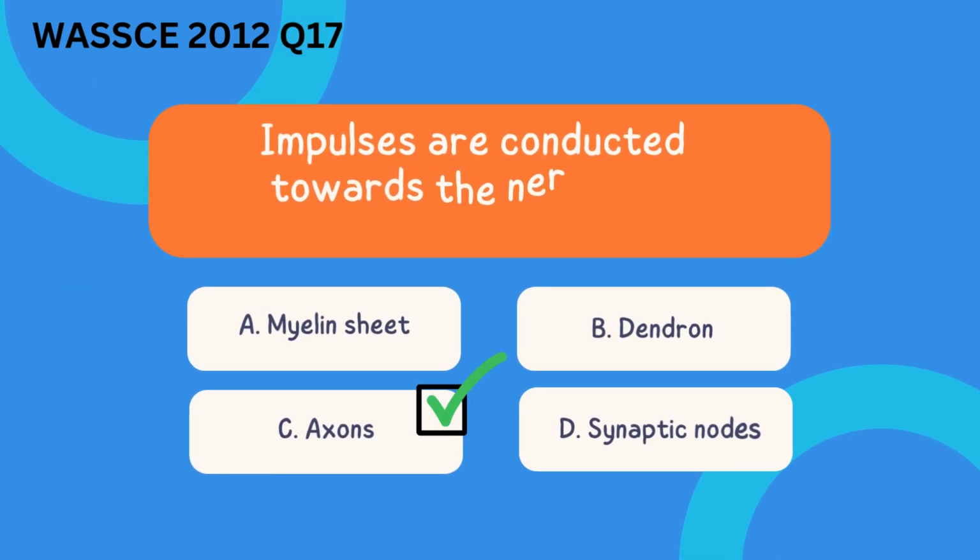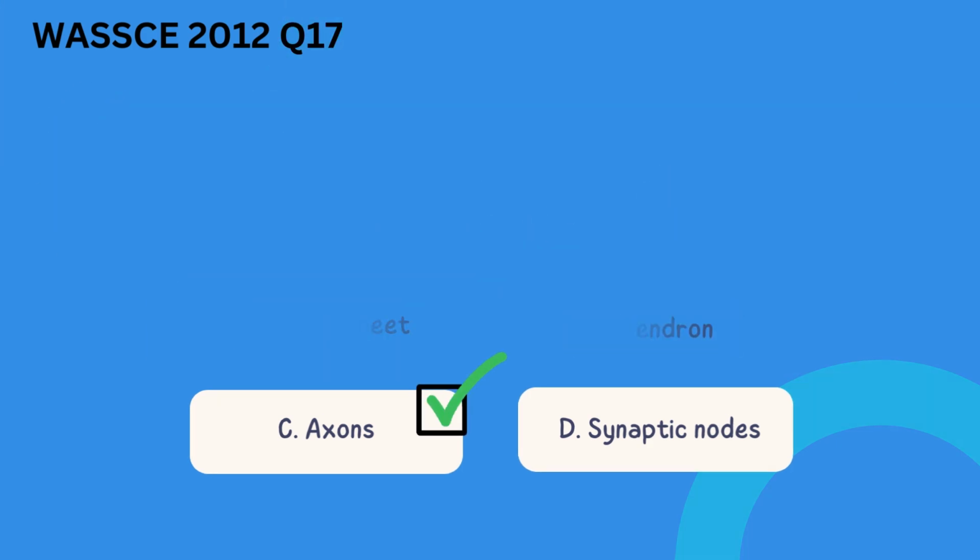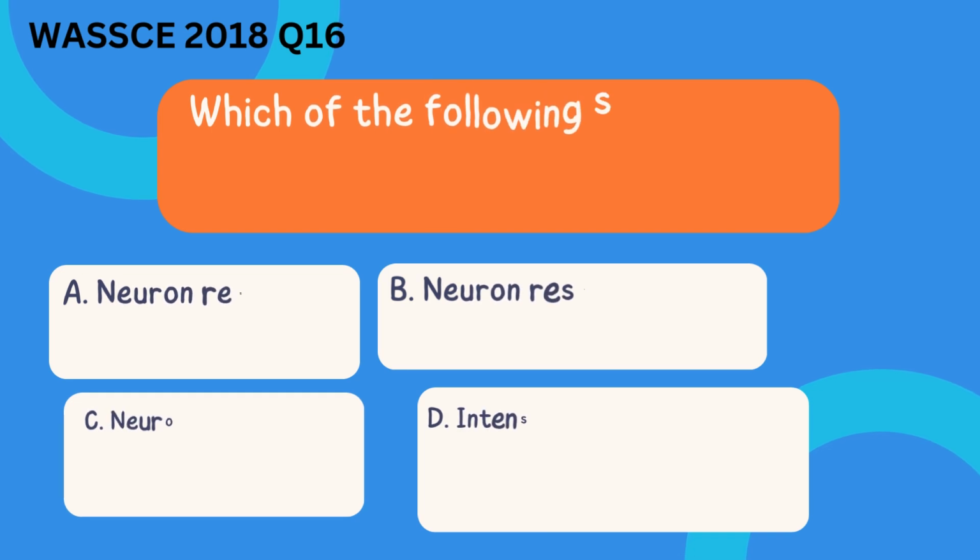The correct option is option C, the axon. The axon is the part of the nerve cell that conducts impulses towards the nerve cell. The myelin sheath, which is option A, is wrong. It acts as an insulator to the axon. The dendron are also wrong, while the synaptic nodes are the point where the axon of one nerve cell meets with the dendrite of the other or the next nerve cell.